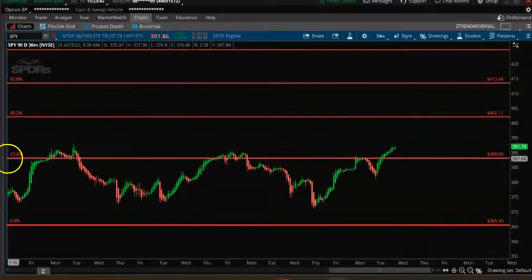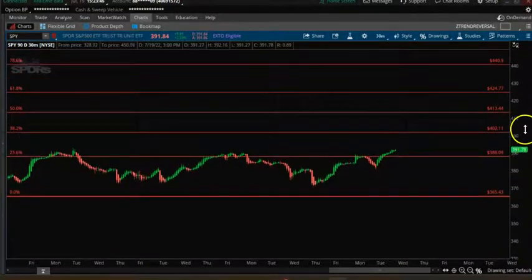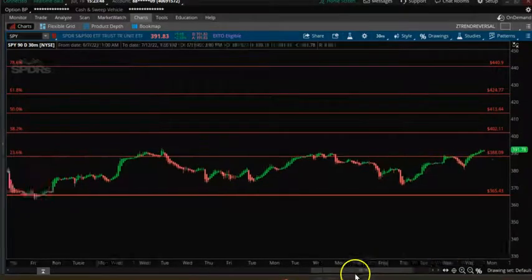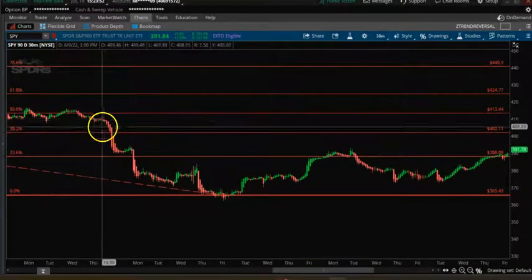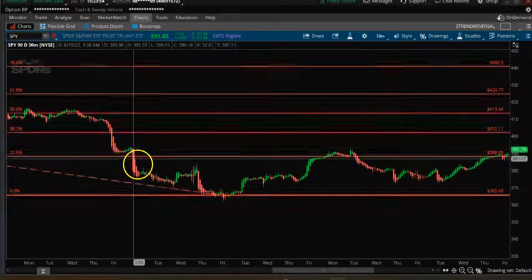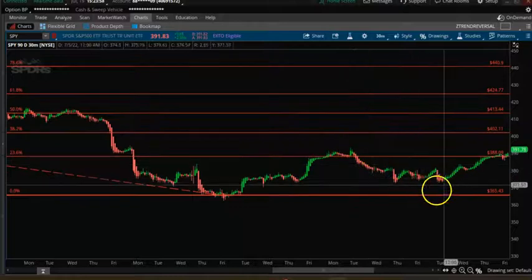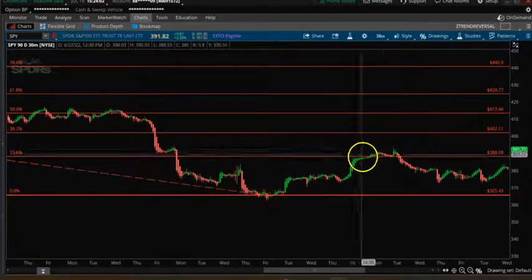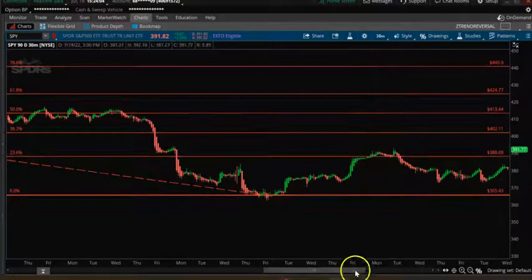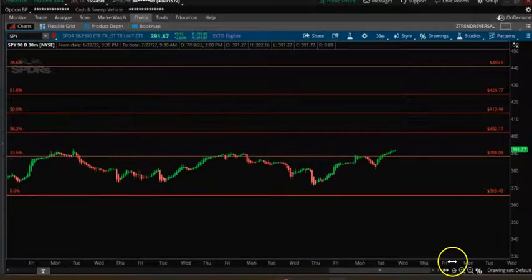So we have 23%, 38%, 50%. Each and every level, if you look at it, you can see that it covers around here and then comes down, and it hesitates here and then comes down. It hesitates here and then goes back up, hesitates and comes down, back up. So what I'm saying is, if you take a trade here, you want to get out when it reaches the line before.